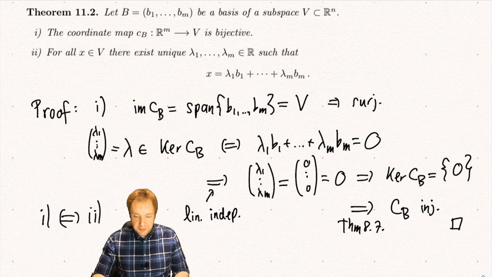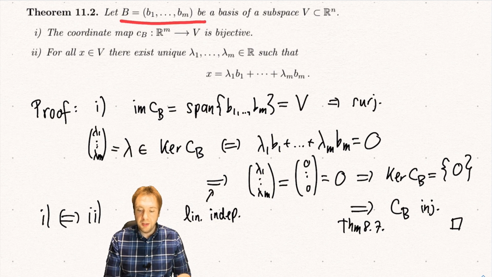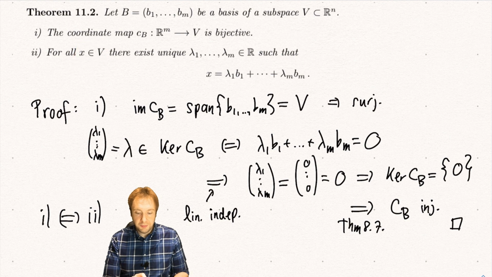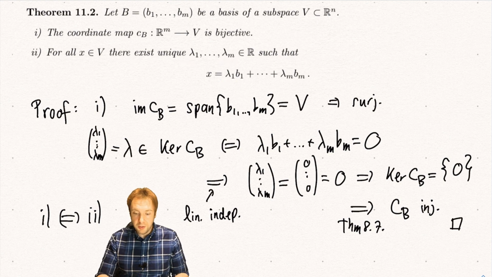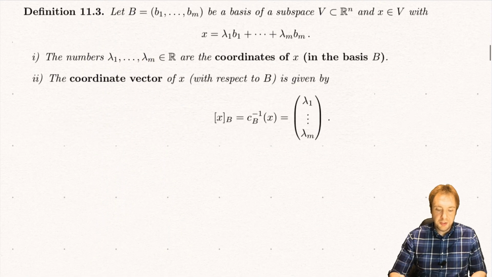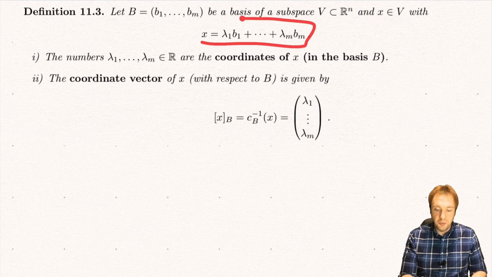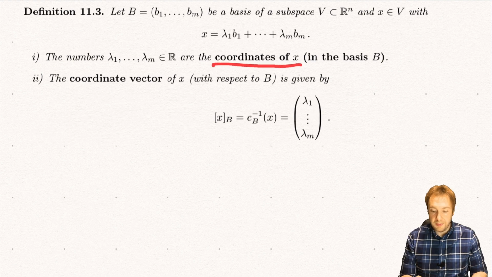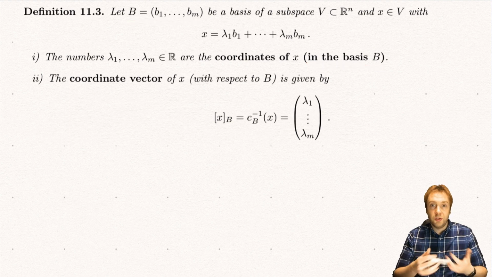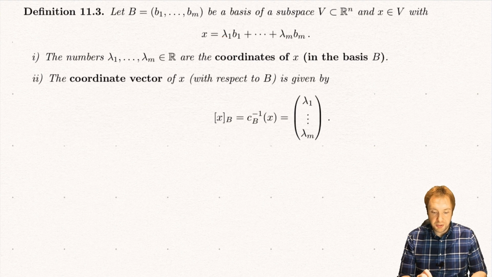Okay, and so therefore if we have a basis and we have some element in the subspace, then we can assign to this element these unique numbers, lambda 1 up to lambda m, and as I said at the beginning, these numbers will be called coordinates. So this is the next definition. If you have a basis of some subspace V and some element x in this space which can be written uniquely as this linear combination in these basis elements, then these numbers lambda 1 up to lambda m are the coordinates of this element x in the basis B. So here it's really important: if we change the basis, if we choose a different basis, then of course these numbers also change.